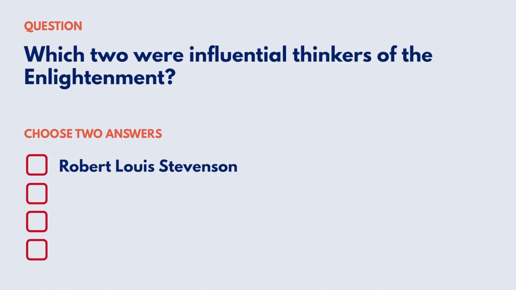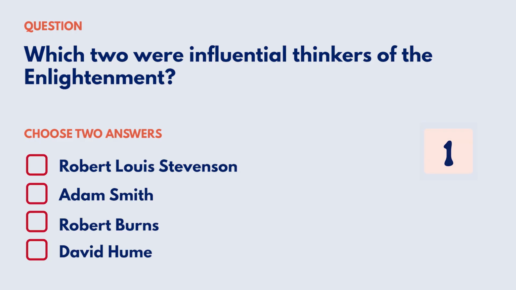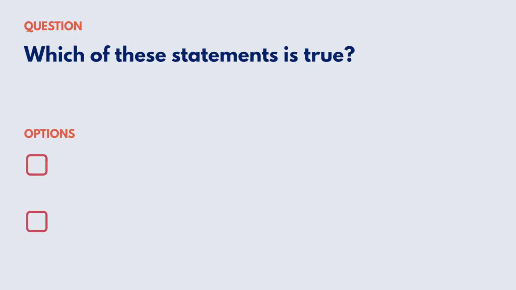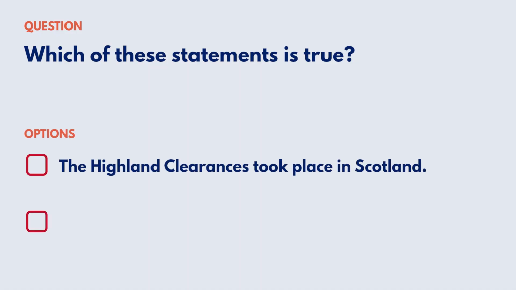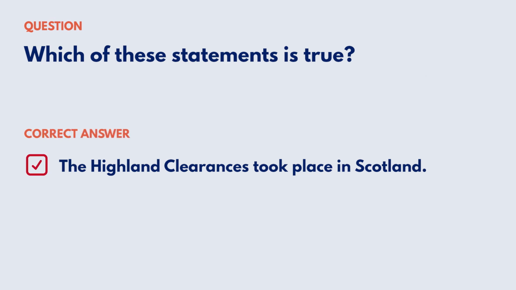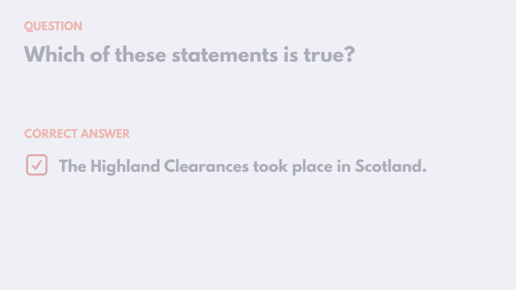Robert Louis Stevenson, Adam Smith, Robert Burns, David Hume. Correct answer. Adam Smith, David Hume. Which of these statements is true? The Highland clearances took place in Scotland. The Highland clearances took place in Ireland. Correct answer. The Highland clearances took place in Scotland.